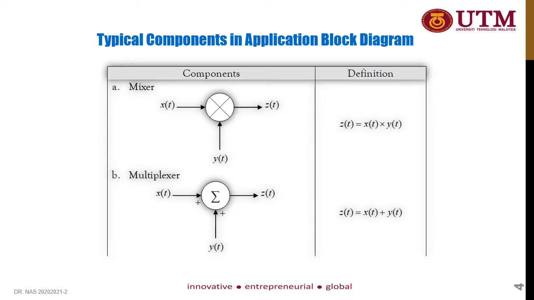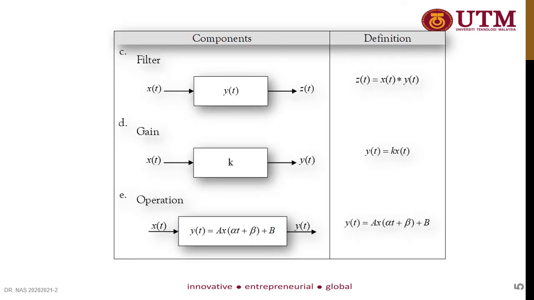find in a system. So for example, the mixer or a multiplier, multiplexer, that's basically adding or performing a summation of multiple signals. And then a filter, when you have an input being convolved with an internal signal, and then gain, when the amplitude of the input signal is being scaled up or amplified, and lastly when it involves multiple operations.